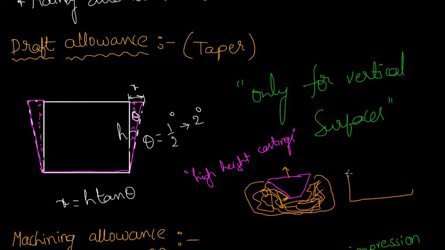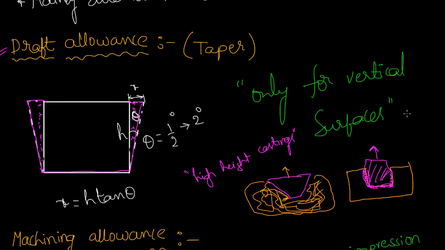If I exactly do the job with this shape of pattern material, what will happen? This is the pattern. If I lift it up, there is continuous contact between the mold surface and the pattern surface. So some surface finish and accuracy issues will come up. To make sure that we are not damaging the mold cavity surface, we provide some draft allowance. So that is what draft allowance is, right?